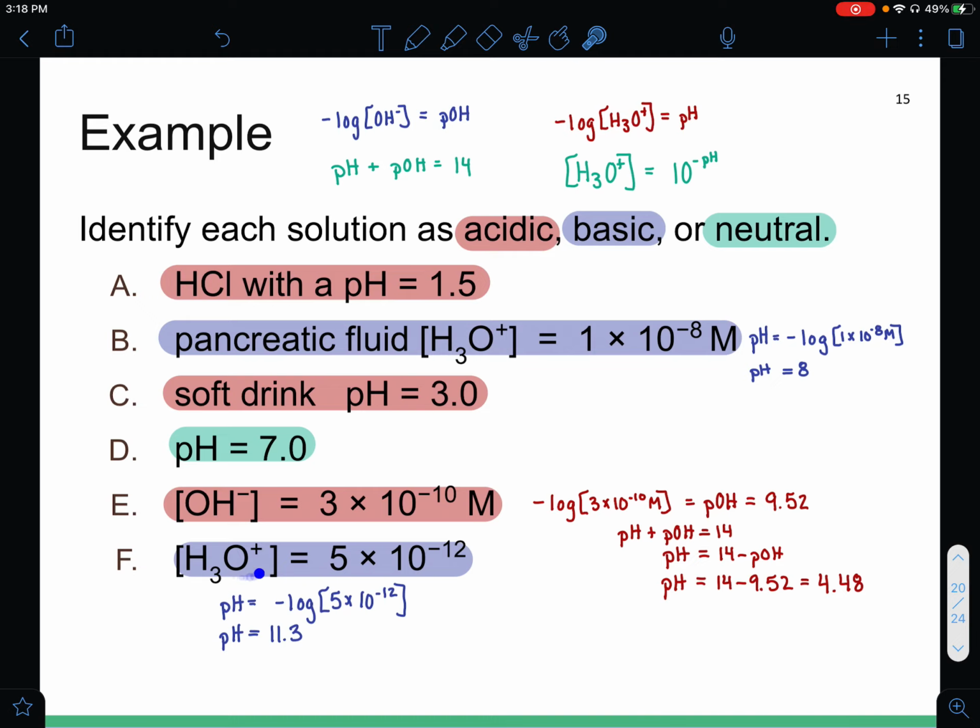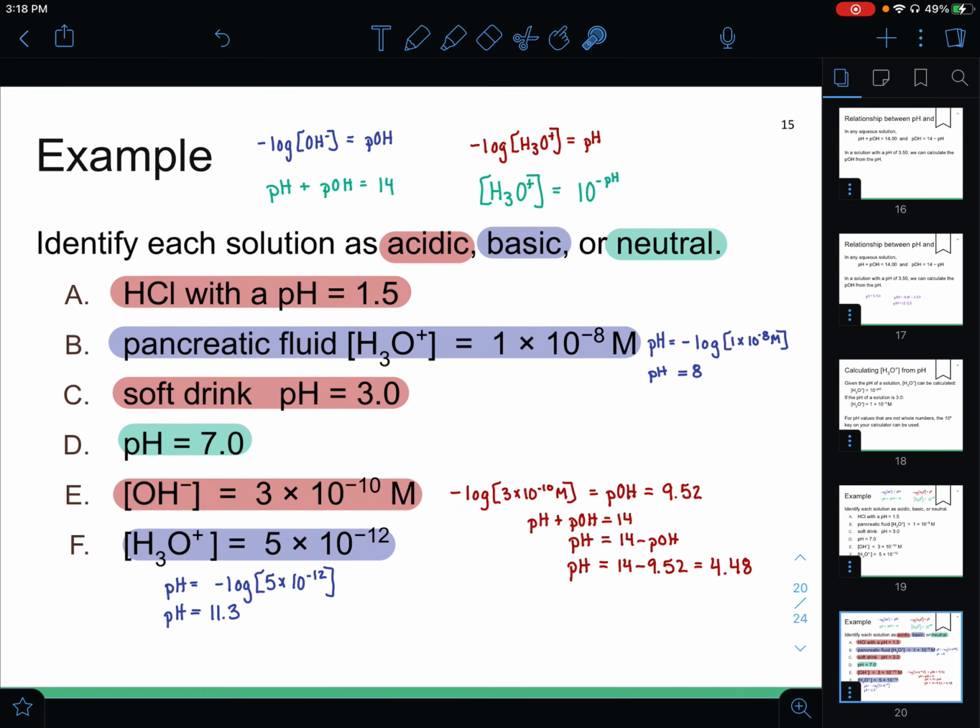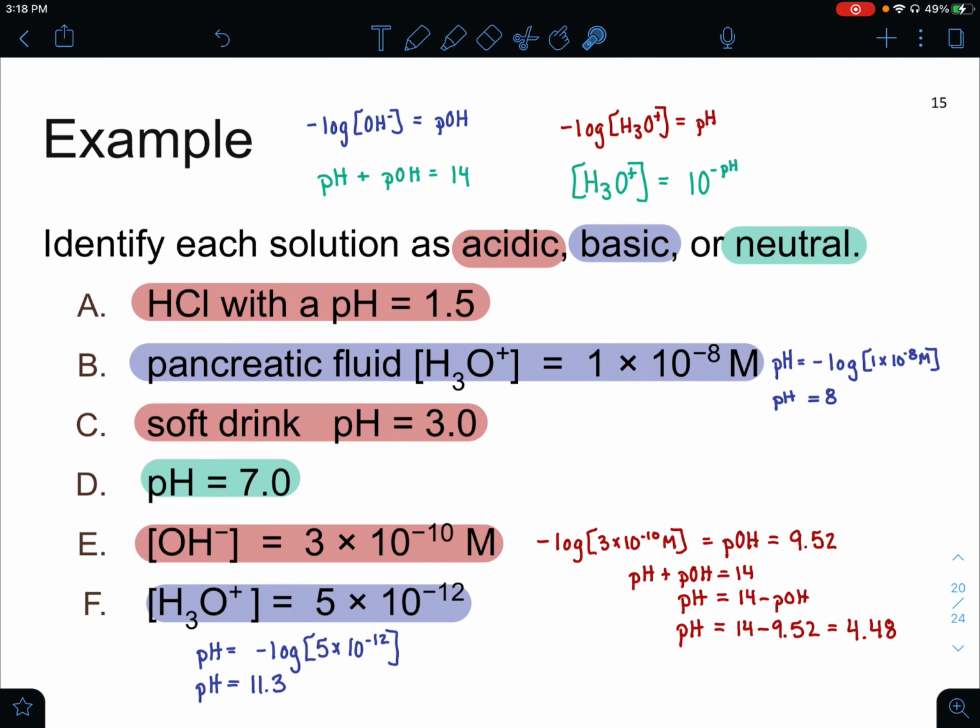And the very last one, we have the H3O plus ion concentration. So plug that in, same way as we did it up here, but because it was the H3O plus, that means that we are calculating the pH, and it ended up at 11.3. All right, 2 slides left.